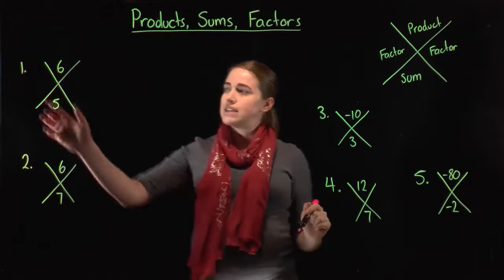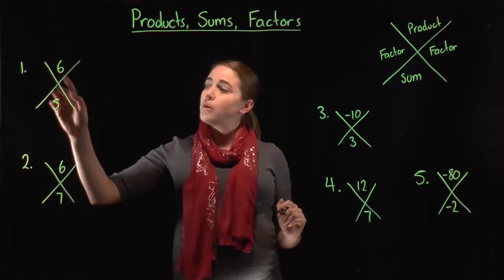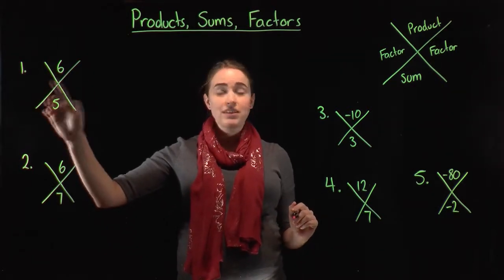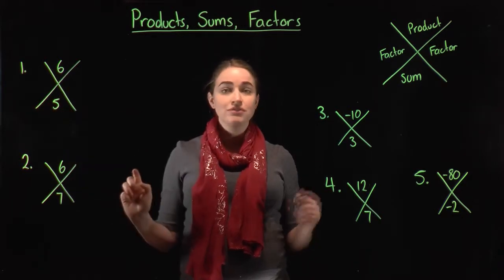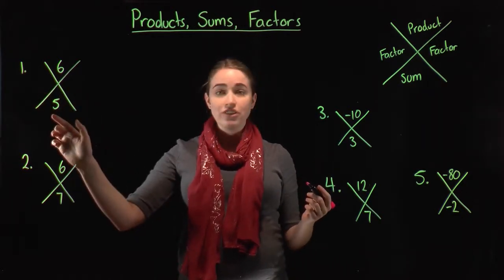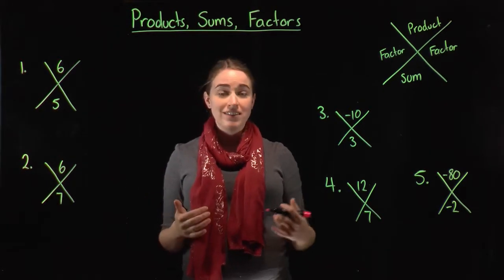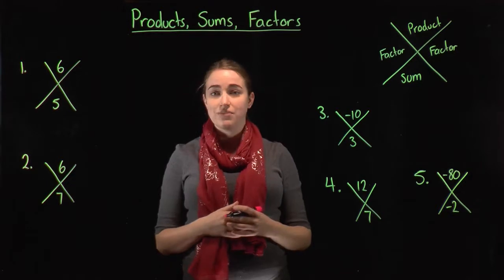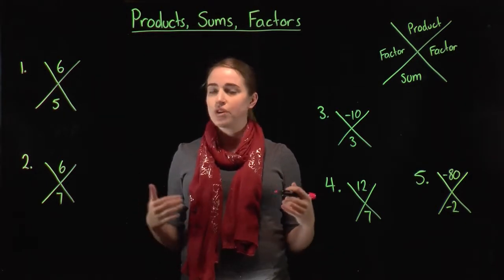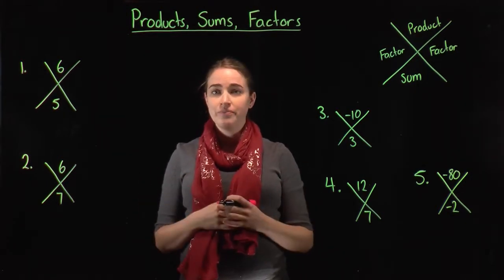So what that means is, for example, in our first one, we want to find two numbers, two factors, that multiply together to give 6. So that's their product. And their sum is 5. Now, the reason we want to do this is because it's going to help us factorize quadratic expressions later on. But for now, we just want to practice finding these numbers.